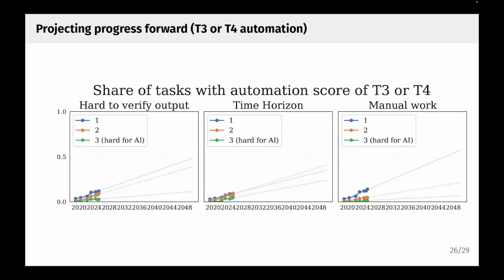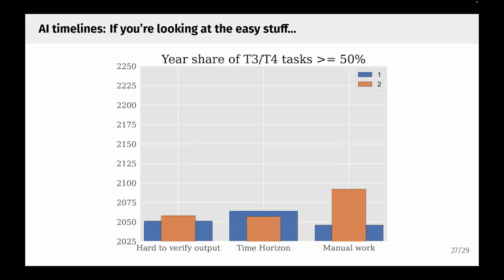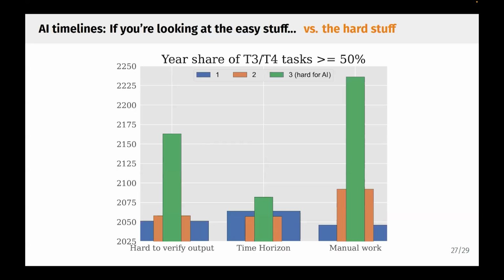We're going to project these things forward. Take a leap of faith. This is about AI timelines: at what year would the share of highly automatable tasks, the easy ones with a score of 1, be greater than 50%, if you took those linear extrapolations seriously? You get timelines of 2050, 2060, and so forth. If I look at dimension 2, things that are intermediate difficulty, timelines get extended further. And finally, you get really long timelines and also a lot of variation across different dimensions for the things that are really hard for AI to do.